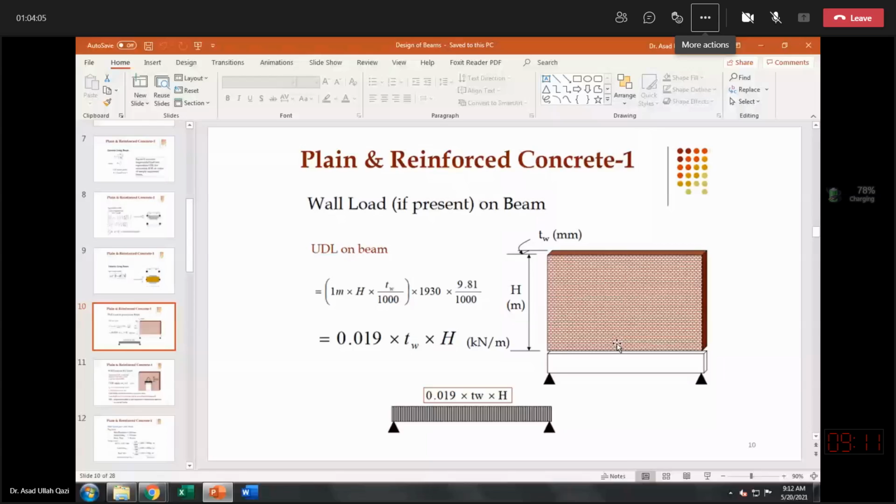And now the question is, what if something is directly resting on the wall? It means such a masonry wall, or there might be some other light partitions which are resting directly over the stem of the beam. So we can also include them in our load estimation over the beam.